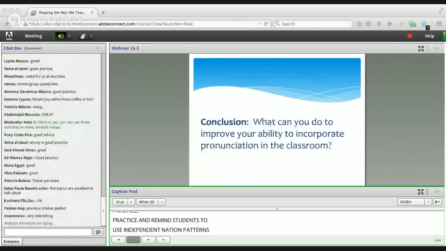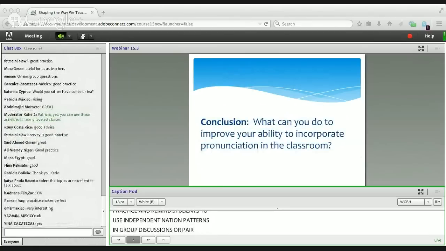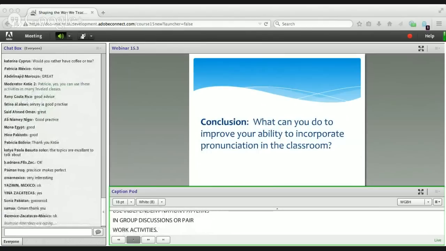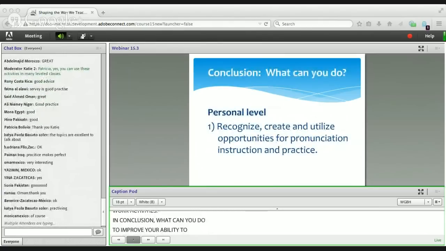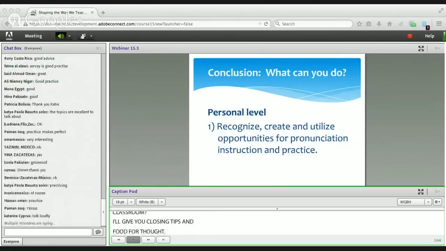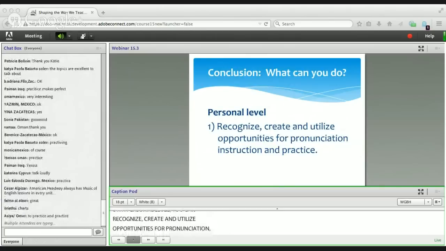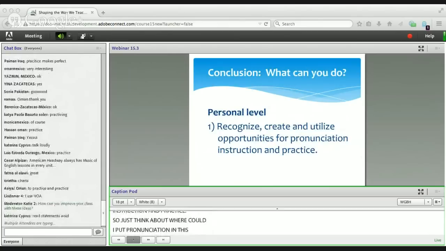So finally, in conclusion, what can you do to improve your ability to incorporate pronunciation in the classroom? So I'm going to give you some closing tips and food for thought. All right, so first of all, on a personal level, you can recognize, create, and utilize opportunities for pronunciation instruction and practice. So just think about, where could I put pronunciation in this lesson about hobbies or family or environment or art or history, okay?